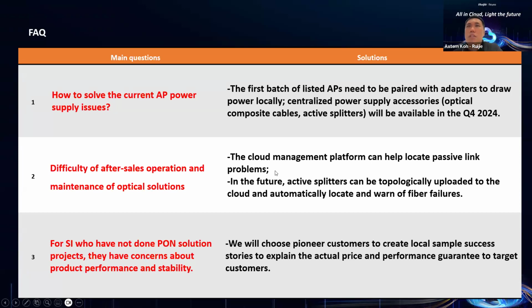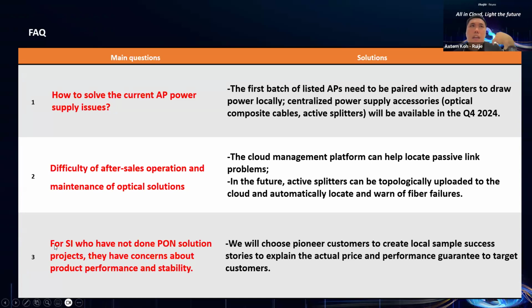No, because the cloud is our managed platform. We help you locate passive link problems, as well as active equipment problems. We can send you AI troubleshooting, working with what is happening in your current network. It will tell you what is happening and what is recommended to solve your problem.